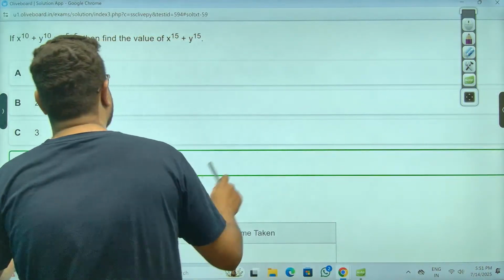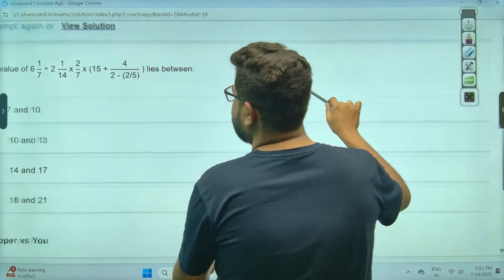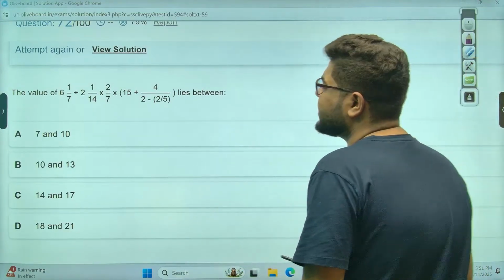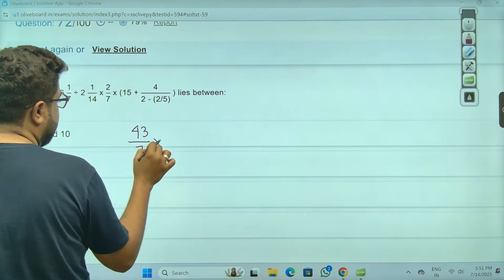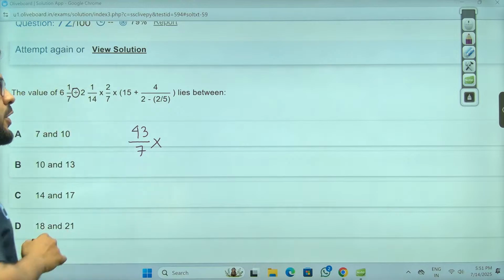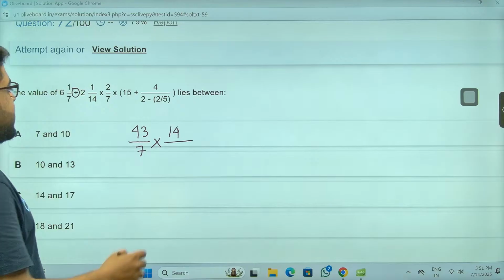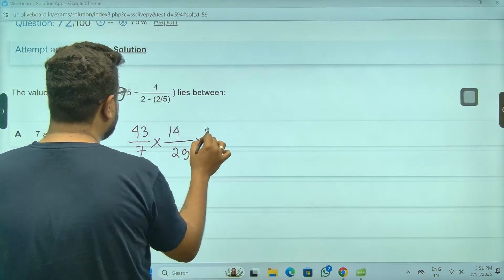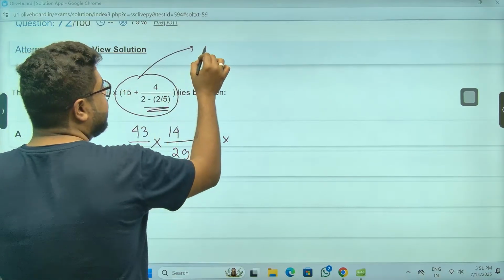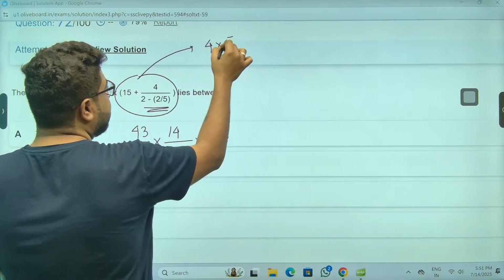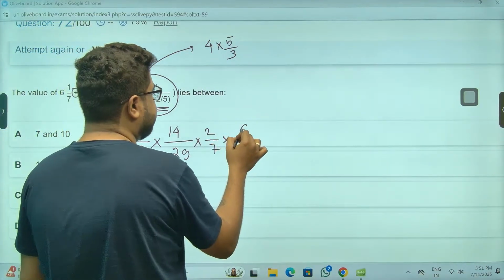This is normal simplification, sir, not very difficult. 43 divided by 7, into, because I'm changing this division into multiplication. So 14 will be here, I wrote 14 on top, and for 28 plus 1 is 29 into 2 by 7 into this whole thing. This is 2 minus 2 by 5, that is 3 by 5. So 4 into 5 by 3, that is 20 by 3. So 45 plus 20 will give you 65.